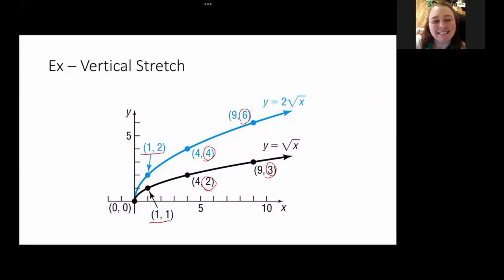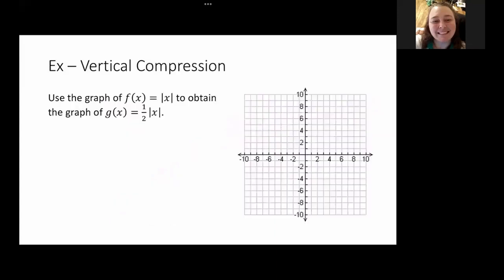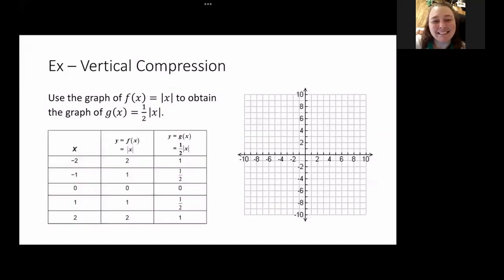But let's take a look at how we can compress a graph. So again, let's start out by doing our table. We've got -2, -1, 0, 1, and 2 for x. And this time we are doing the absolute value. So we're going to graph the absolute value of x, and we're going to try to figure out how to use that to get 1/2 times the absolute value of x. So let's start by graphing absolute value. That's that v with our dot at 0, 0.